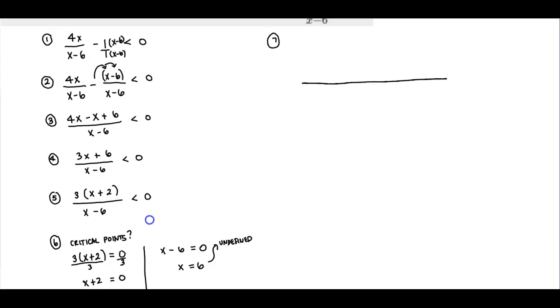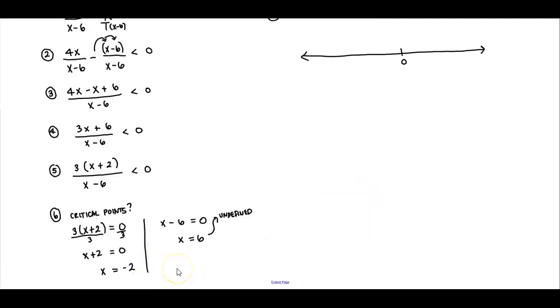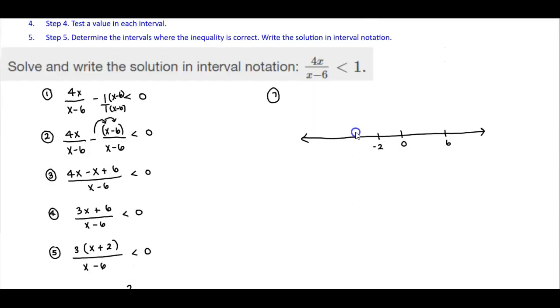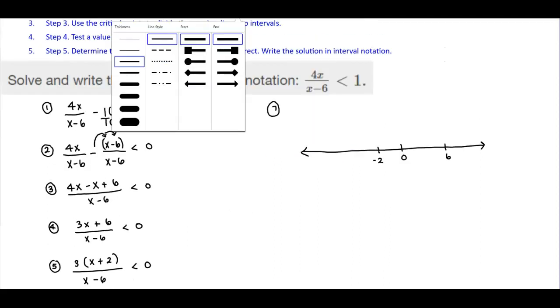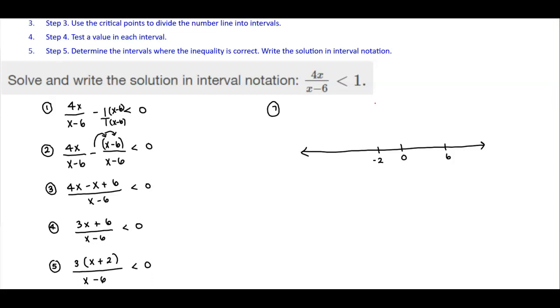Now, in step 7, we're going to draw our number line. We have our number line and our 0. We know where our critical points are: one of our critical points is at negative 2, and the other critical point is at 6. Now we're going to create our regions. So we have a region that is divided by the critical point negative 2, and then we have another region that goes through 6.